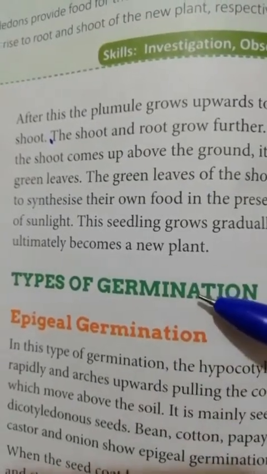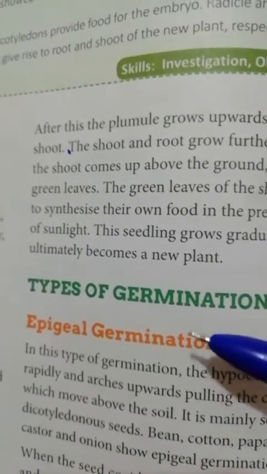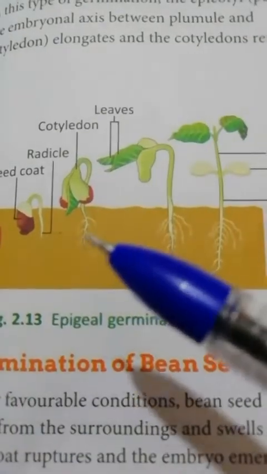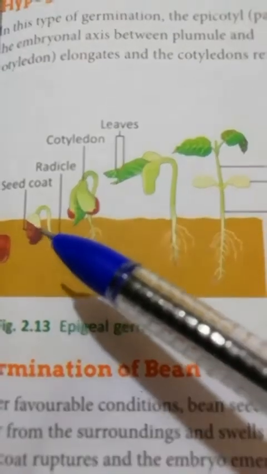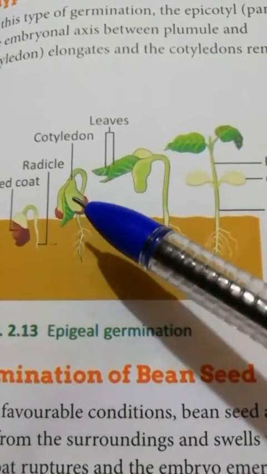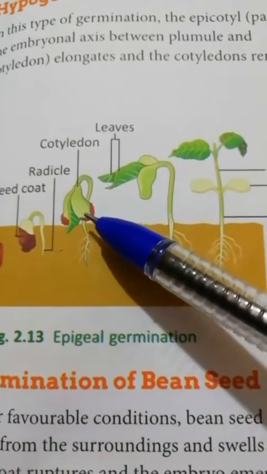Types of germination. Children, have you noticed the germination of bean seeds? Look, this is the germination of bean seed. Now, this is the germination of maize seeds. Children, in the case of bean germination, cotyledons move above the soil, and such a type of germination is known as epigeal germination.